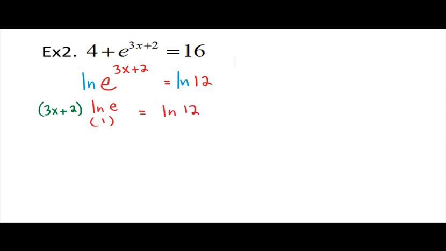Natural log e is equal to 1, so we have natural log 12 on the right. So basically this means that we just have 3x plus 2 is equal to natural log 12, and then we solve for x. So minus 2 on both sides, then divide by 3. So x is going to equal natural log 12 minus 2, and then we divide it by 3. Okay? And then you could just leave your answer like that if it's a non-calculator question.